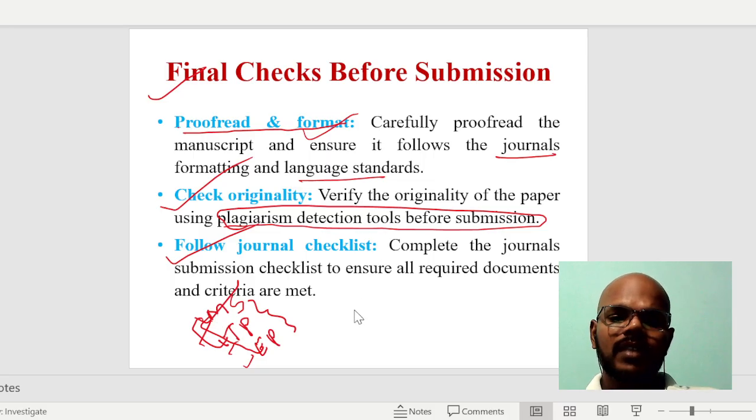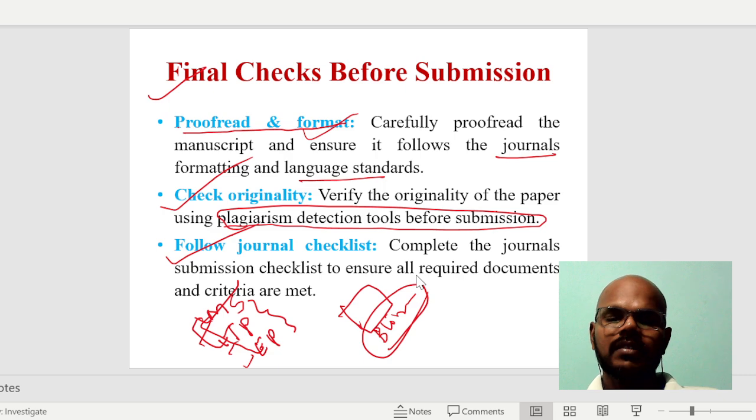Some journals will ask for blinded review, and they will ask for some additional requirements, like presenting your abstract or something like that. So before submitting to the journal, check the checklist. You have to check what the journal is asking. All these things you have to check before submitting to the journal.